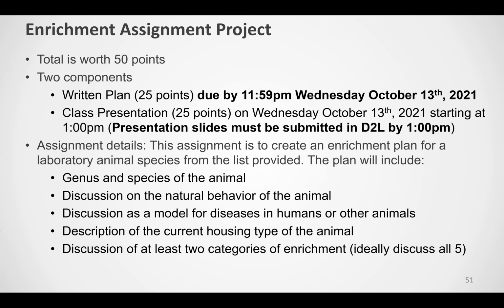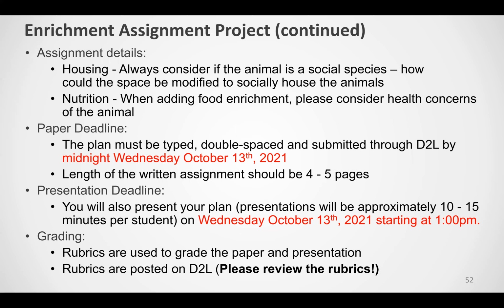So you're going to give the genus and species of the animal. You're going to discuss the natural behavior. You're going to discuss that animal as a model for diseases in humans or other animals. You're going to describe the housing of the animals and discuss at least 2, ideally all 5 of the enrichment types that can be utilized for that animal, okay?